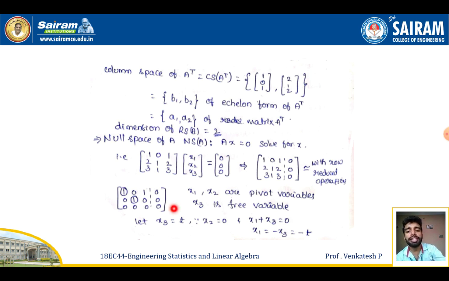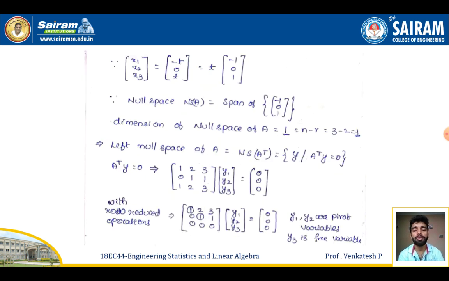So if I replace x3 equal to t here, obviously I can find x2 is equal to 0. So x2 will be 0. And from this one I'll be having x1 plus x3 equal to 0, so x1 is equal to minus x3. So x1 will be minus t. I got it. So now I can write x1, x2, x3 as minus t, 0, t, or if I take t as common factor I'll be having minus 1, 0, 1.